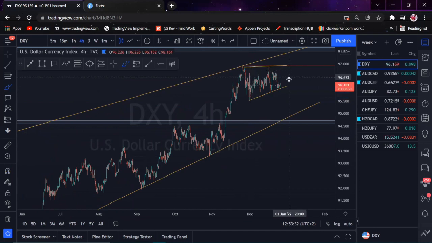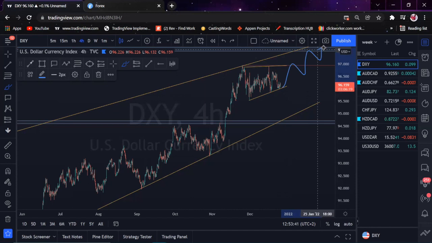Now, what we want to see before we start looking for our sell biased setups is we would love to see price come to the upside, obviously, hopefully in a corrective manner, tap into our resistance area, and then give us a nice sell biased setup from this resistance area over here.